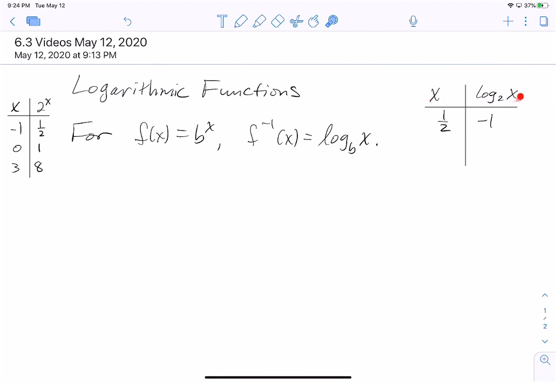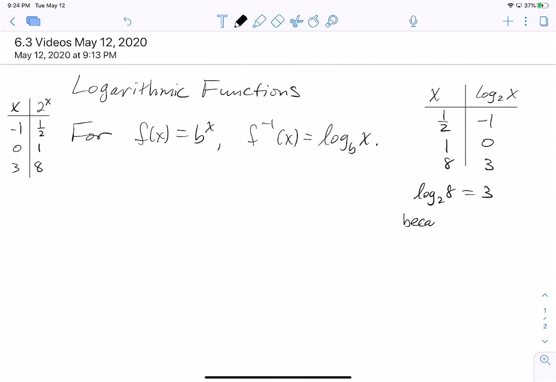I didn't get that by thinking about it over here. I got that by reversing x and y from the previous table that we looked at. Likewise, if the input is 1 for the log base 2 of x, the output will be 0. So the log of 1 is 0. And finally, if the input is 8, then the output is 3. And this last statement is the one I want to focus on here. We've got that the log base 2 of 8 is equal to 3.